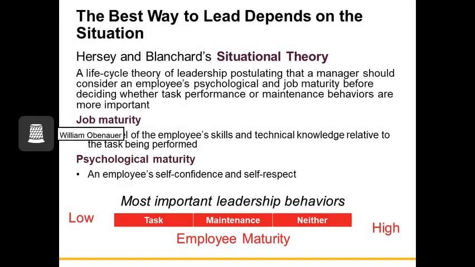Hershey and Blanchard's situational theory states that employees grow in both their job maturity and their psychological maturity. As employee maturity grows, the leadership behaviors required change. Employees who are low in maturity benefit from task oriented leadership because they need more clarity about the actual work that they're doing in their jobs. As maturity increases, maintenance oriented leadership becomes more important. Employees with the highest levels of maturity, however, require neither task oriented nor maintenance oriented leadership because they're capable of meeting their own needs.